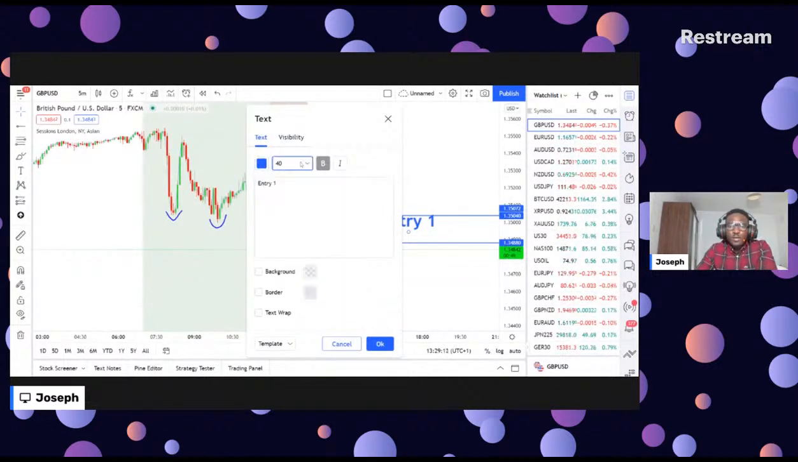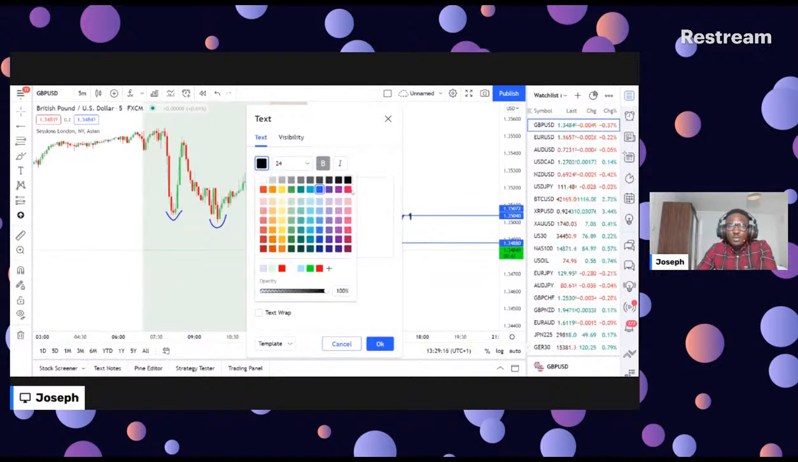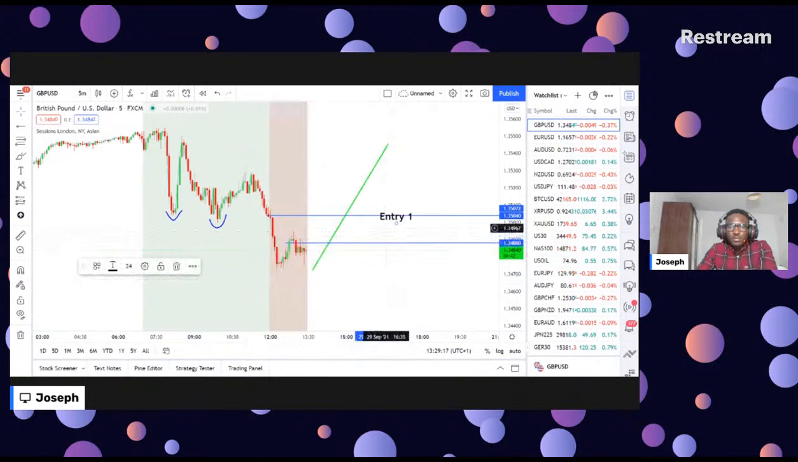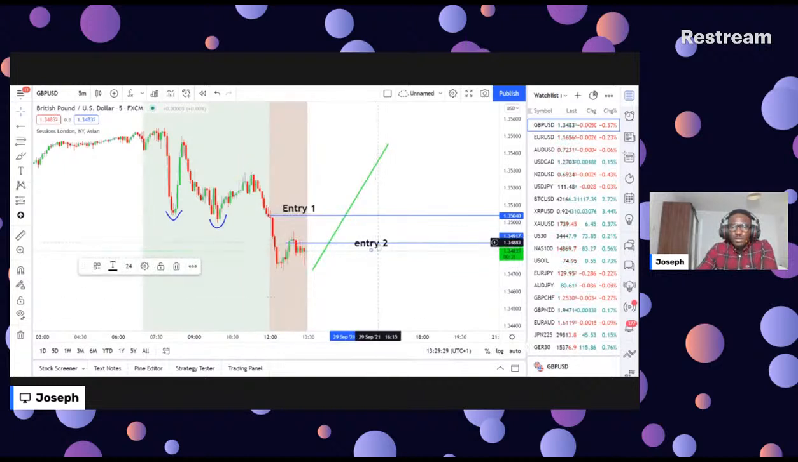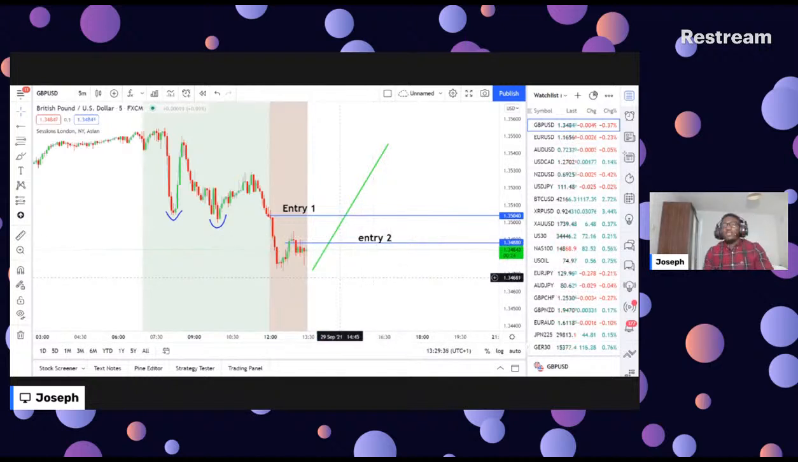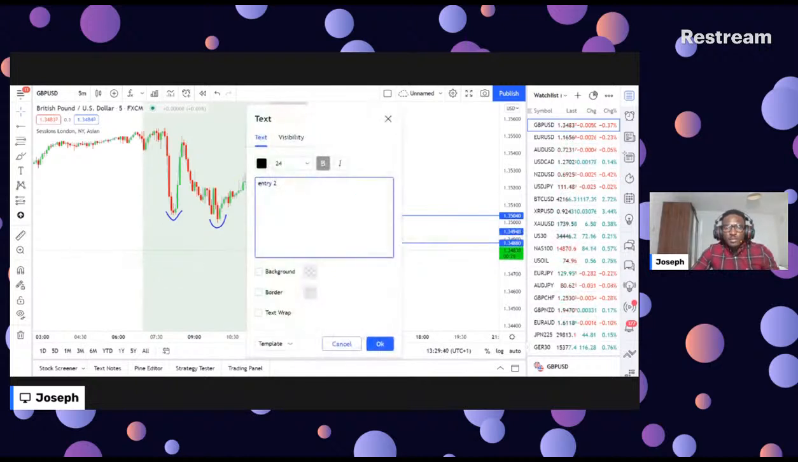Put some labels in there. Entry 1 and entry 2. Sometimes we might get up to entry 3. It just depends on what the market is going to do in the next hour or so.